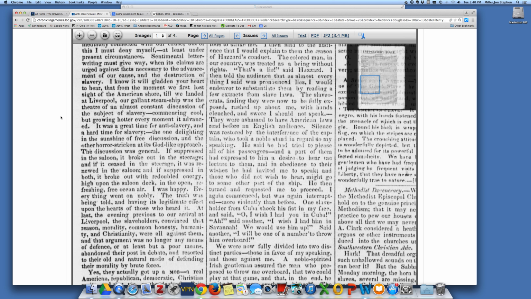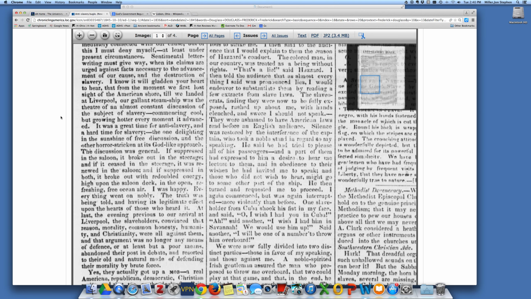The discussion was general. If suppressed in the saloon, it broke out in the steerage. If it ceased in the steerage, it was renewed in the saloon. And if suppressed in both, it broke out with redoubled energy high upon the saloon deck in the open, refreshing, free ocean air. I was happy. Everything went on nobly. The truth was being told and having its legitimate effect upon the hearts of those who heard it.